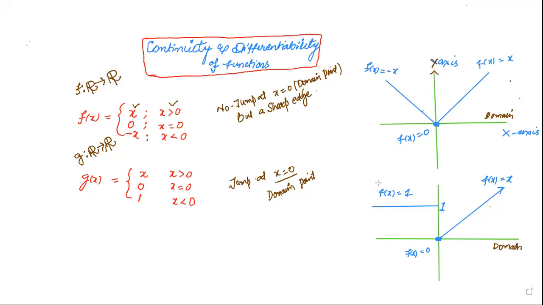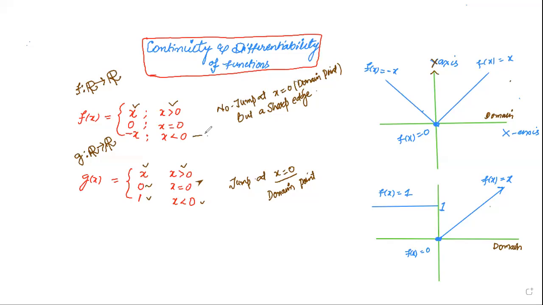Now here, let me tell you, one more function that I have considered is g of x equal to x when x is greater than 0. This is 0 when x is 0. And this is 1 when x is less than 0. So these two functions, f of x and g of x, look like similar graphs, but they are not similar. You see the third part of both the curves, that's totally different.